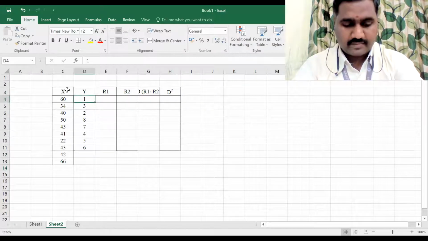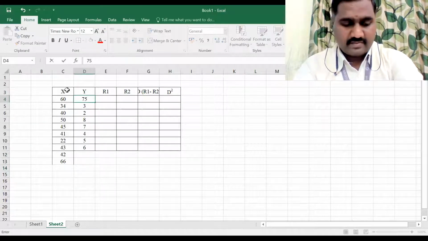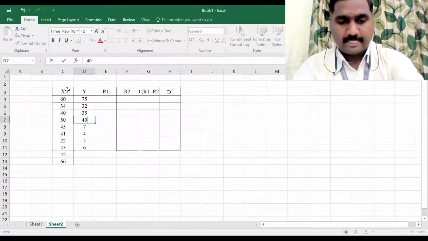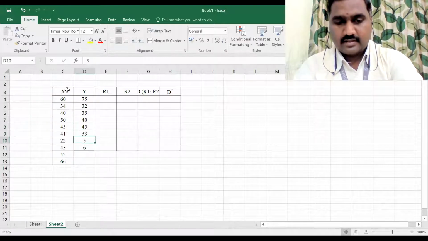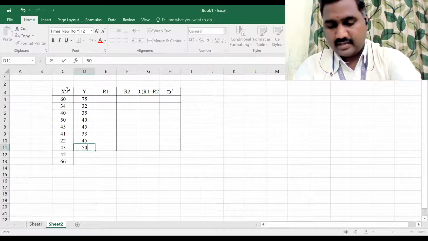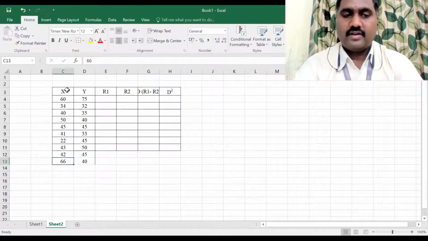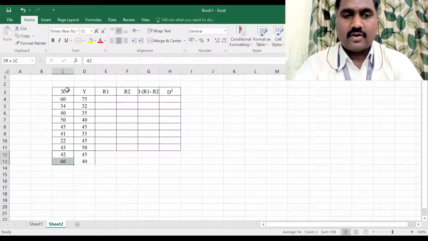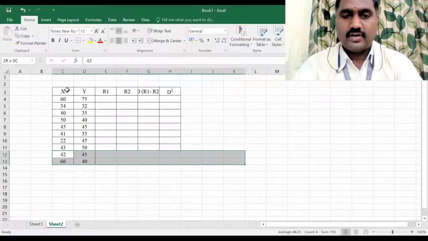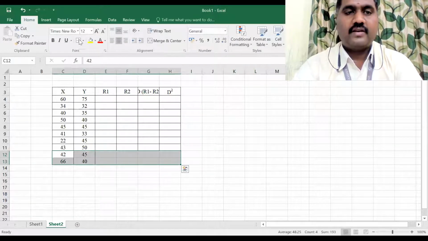Now the y values: 75, 32, 35, 40, 45, 33, 45, 50, 45, 40. Now you got it right. So we have written all the values of the two variables, right? Okay. Now we'll move on to the rank column.